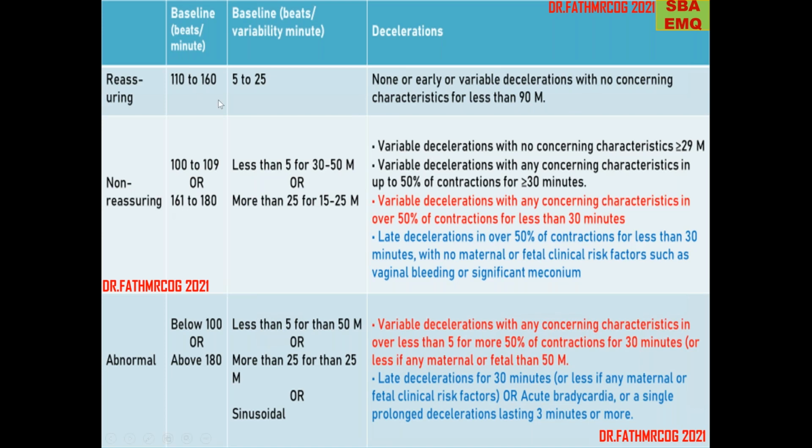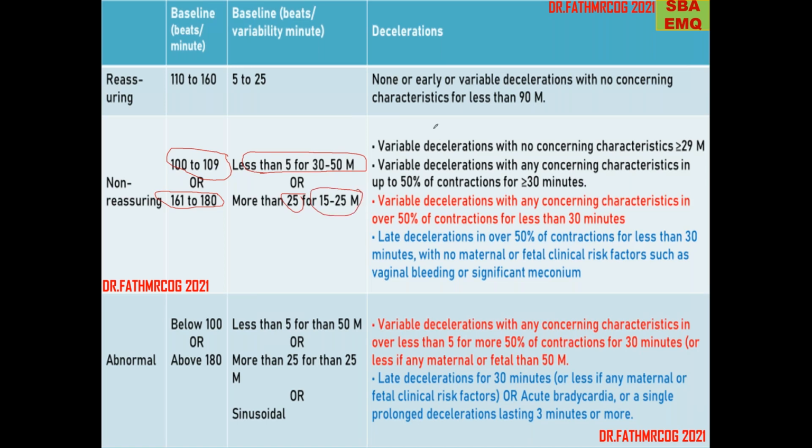In non-reassuring, the baseline fetal heart rate is 100 to 109 or 161 to 180. And the baseline variability is less than 5 for 30 to 50 minutes, or more than 25 beats per minute for 15 to 25 minutes.